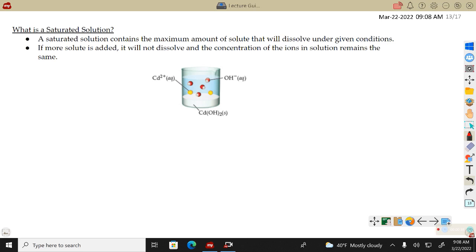They might also take into consideration the amount of solvent present, the amount of water often present. If I add more water, I can usually dissolve more solid. So a saturated solution has the maximum amount of solute that will dissolve under those given conditions.